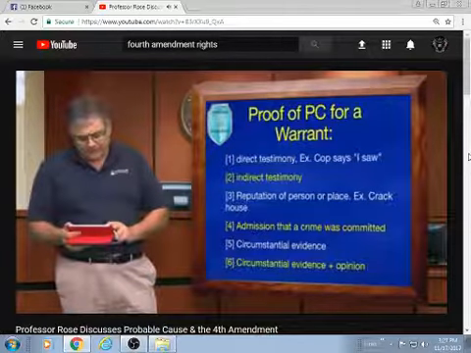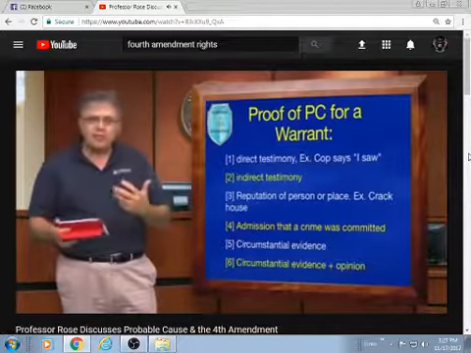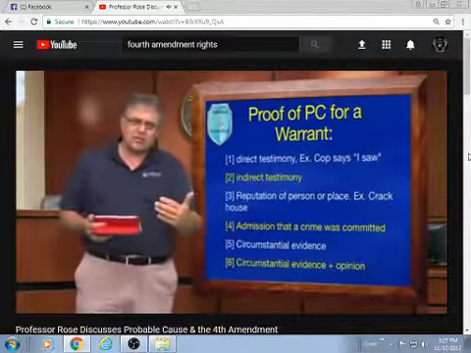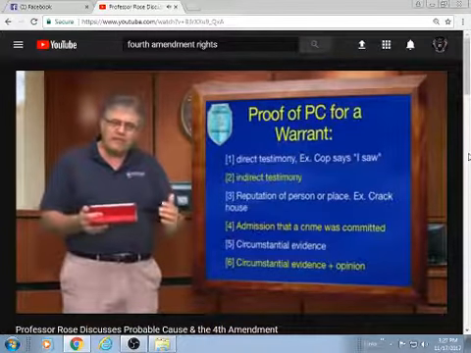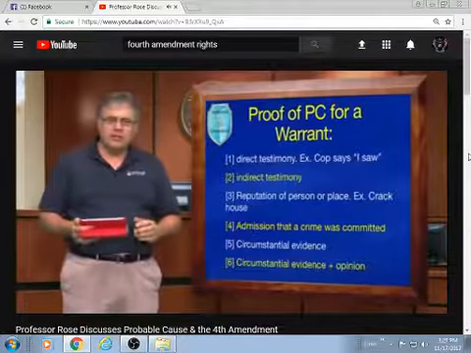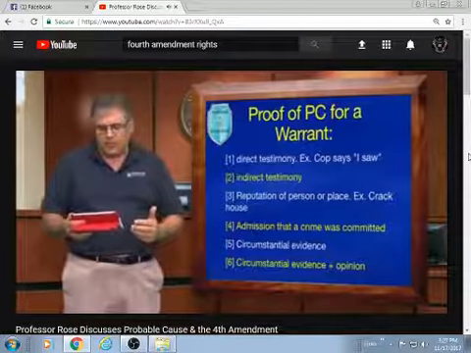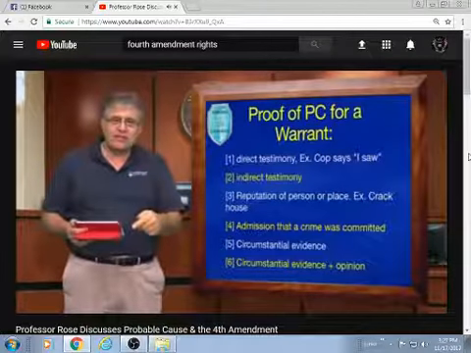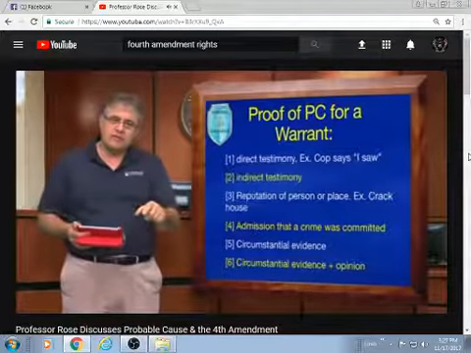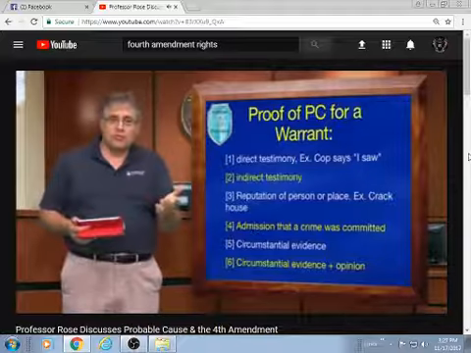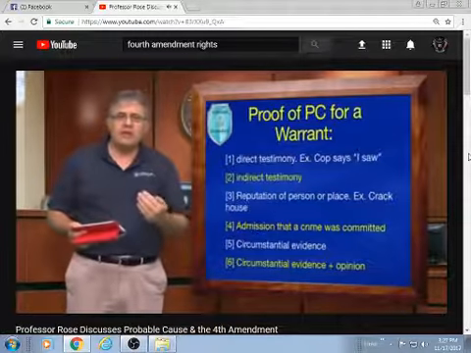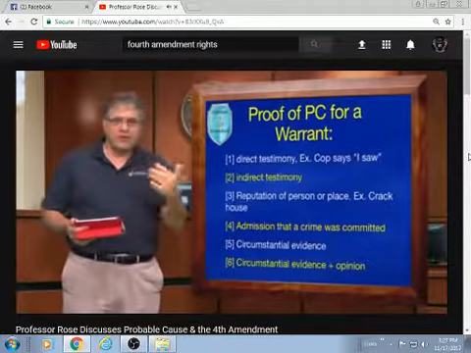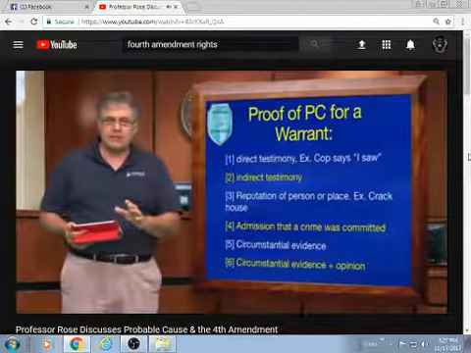So how do I get proof of probable cause for a warrant? Well, we've talked about the standard, but where does that actually factually come from? I mean, what really generates probable cause? If a cop says, "I saw," direct testimony of a police officer, giving sufficient evidence that a reasonable person would believe that the crime was committed, that's going to be enough for probable cause. It's going to be enough to go to a magistrate and get a warrant.